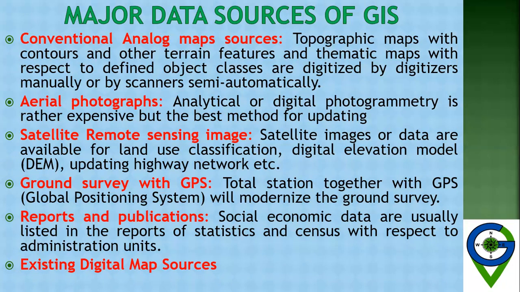The fourth one is ground survey with GPS, that is Global Positioning System. Total station together with GPS will modernize the ground survey, and it also forms a major source of data to GIS. Then many reports and publications, like socioeconomic data, are usually listed in the reports of statistics and census with respect to administration units. Then the existing digital map sources are also data sources of GIS.